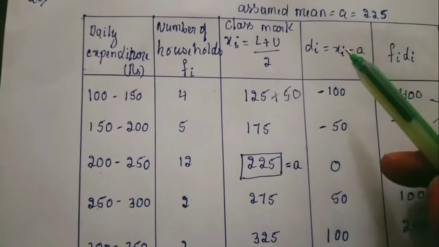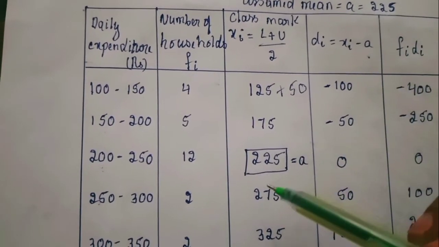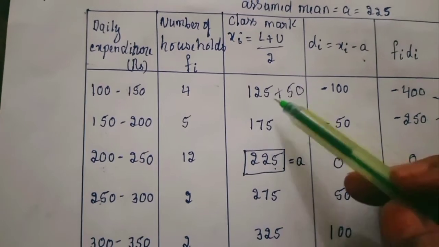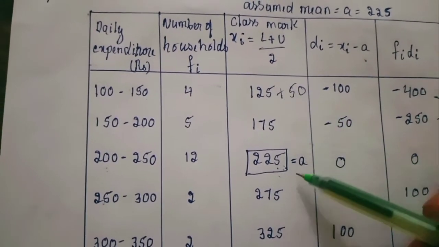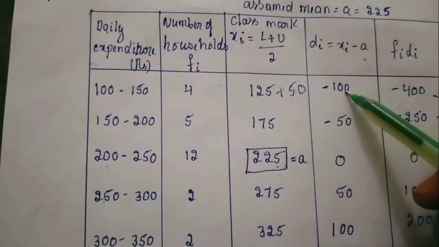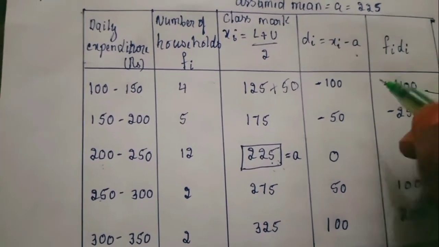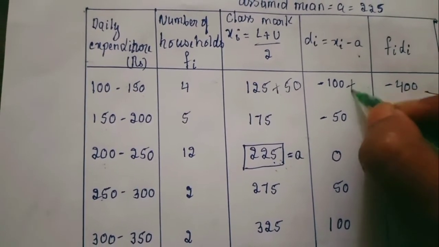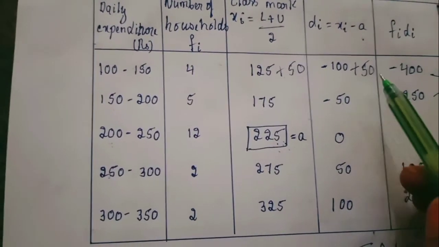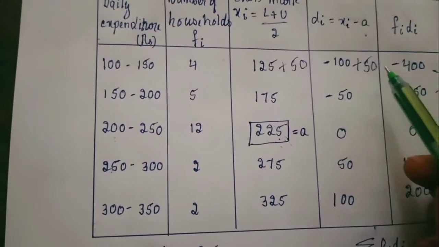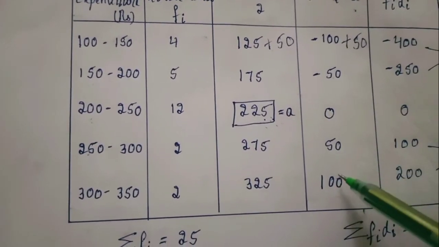Now what is the next column? Deviation, that is Di equals Xi minus A. So what is Xi? 125 minus A, which is 225. 125 minus 225 is minus 100. So next, 175 minus 225 is minus 50. So instead of subtracting again and again you can use this clue: minus 100 plus 50 is minus 50, minus 50 plus 50 is 0, 0 plus 50 is 50, 50 plus 50 is 100.